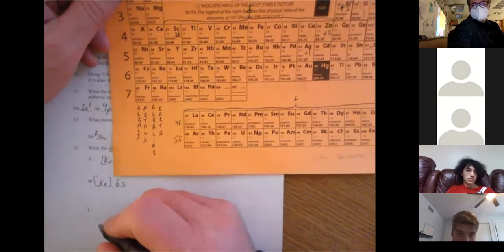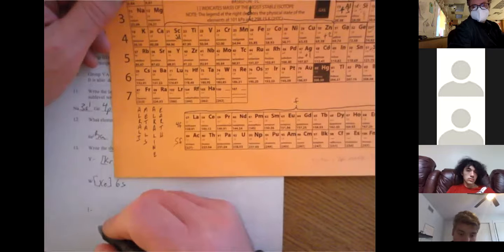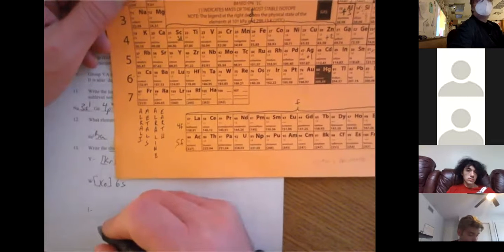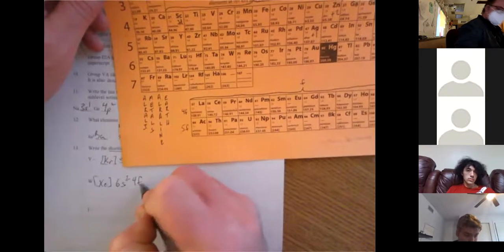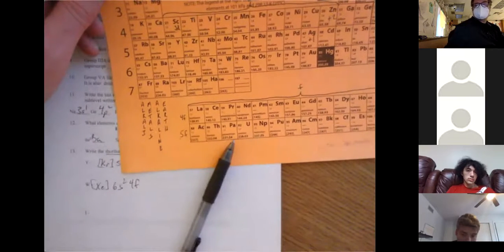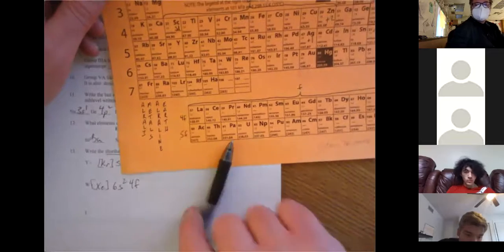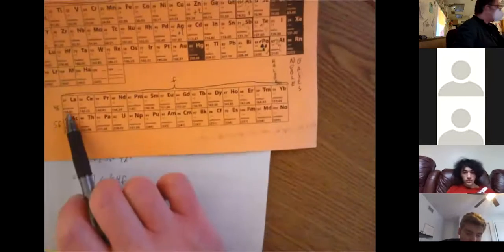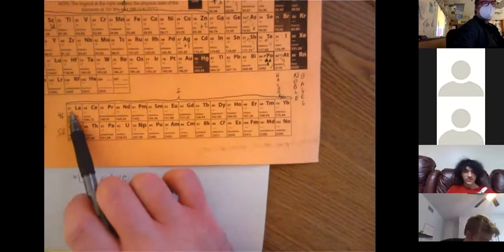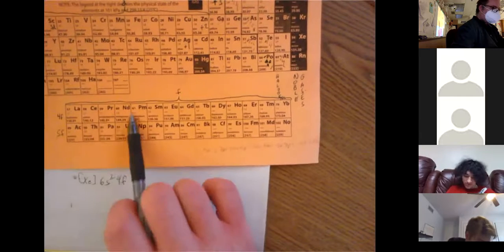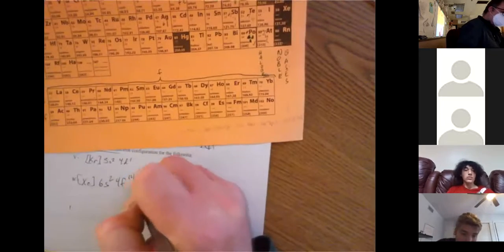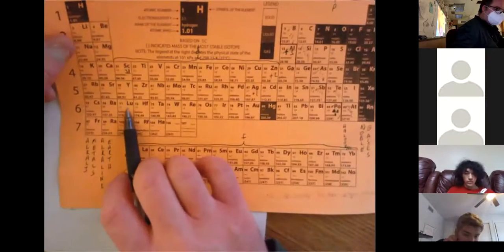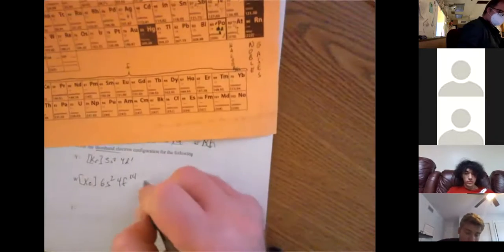S can hold 2. P can hold 6. D can hold 10. How many can F hold? Nobody knows. Well, let's count them. You can count, can't you? 1, 2, 3, 4, 5, 6, 7, 8, 9, 10, 11, 12, 13, 14. 4f14. Then we go back up to 5d, 1, 2, 3, 4. 5d4.